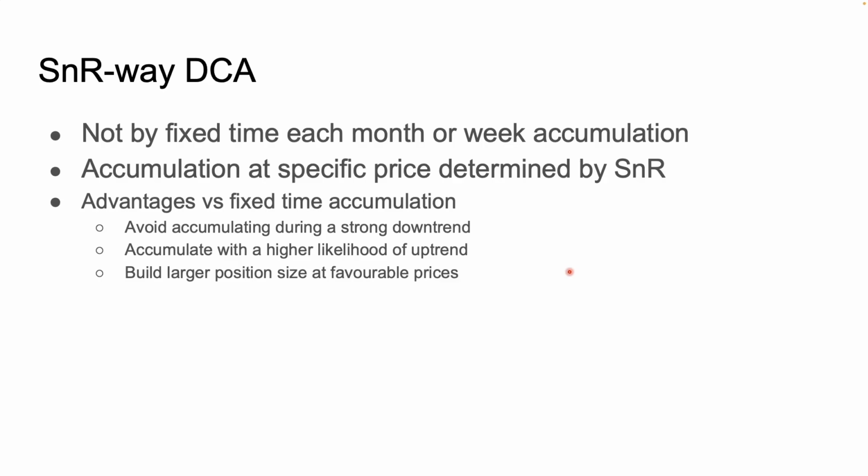So the difference between the SNR way for DCA and the traditional DCA approach is that one is based on fixed time and the SNR way is based on a fixed price. Some of the advantages you get by using the SNR way for DCA is that you avoid accumulating during a strong downtrend, and when you accumulate there might be a high likelihood of an uptrend as well, and this can help you to build larger position size at more controlled favorable prices.